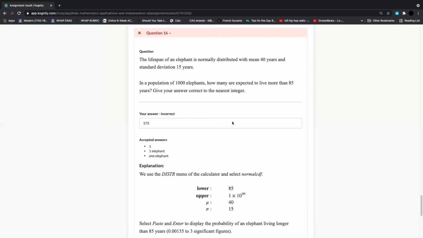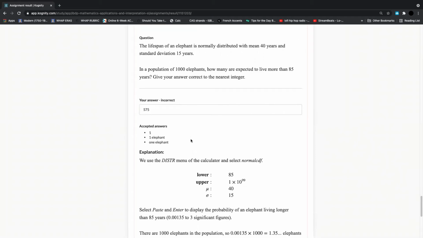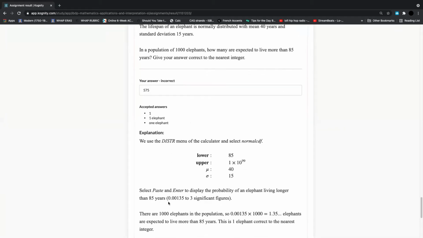Okay, so after you put in the lower and upper bound, you have the mean of 40, so you put that in, and then the standard deviation of 15, put that in, and then you would get a really low number, not super low, but still low, of 0.001349. That's super low. But in our case, you don't have to worry about messing with rounding because it's asking to the nearest integer, so you can't have 0. So obviously you would round it up to 1.